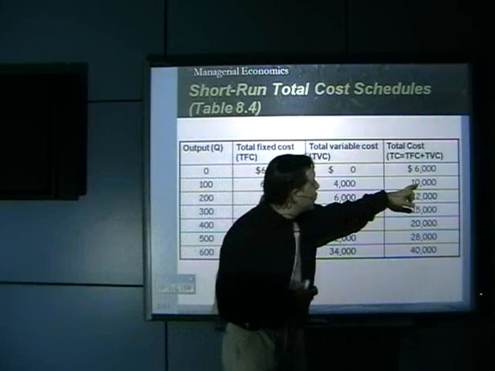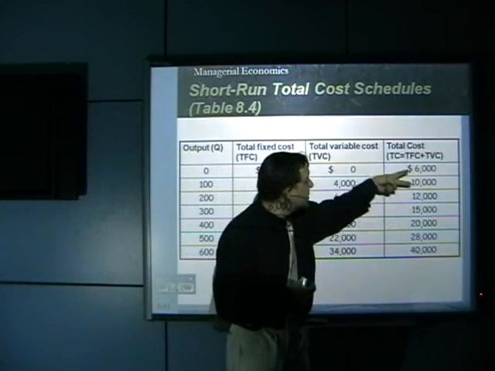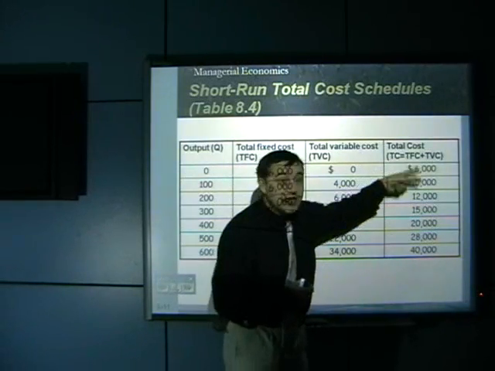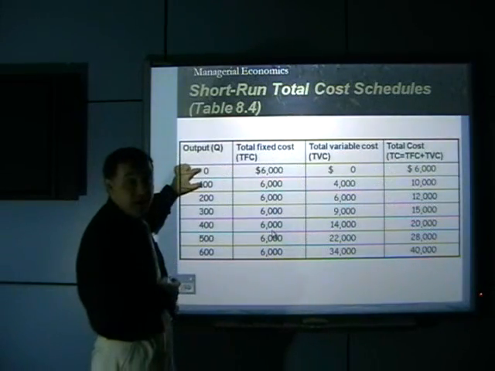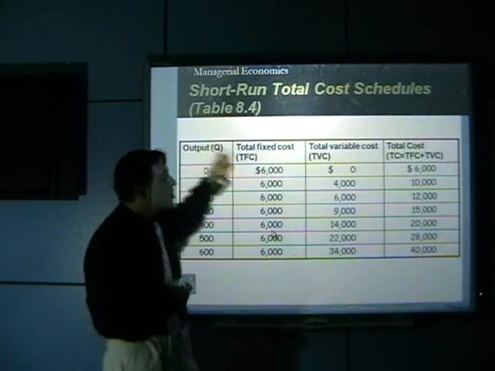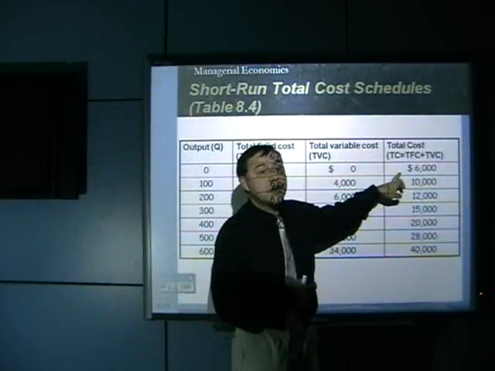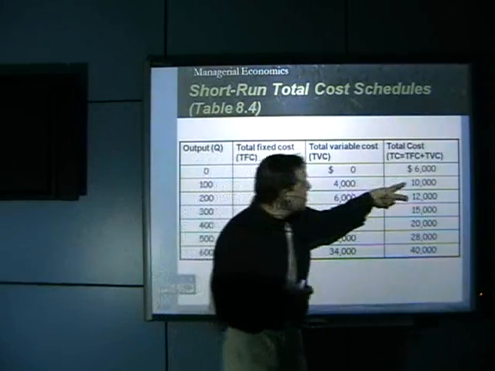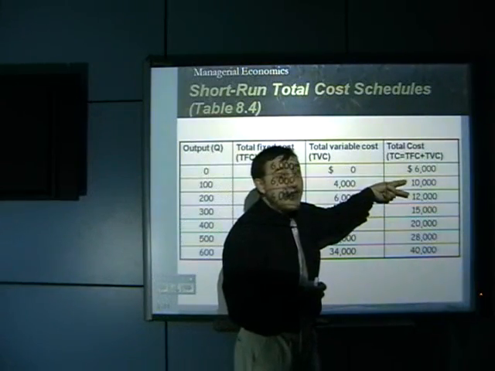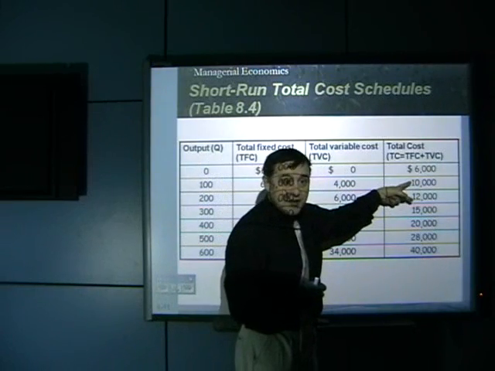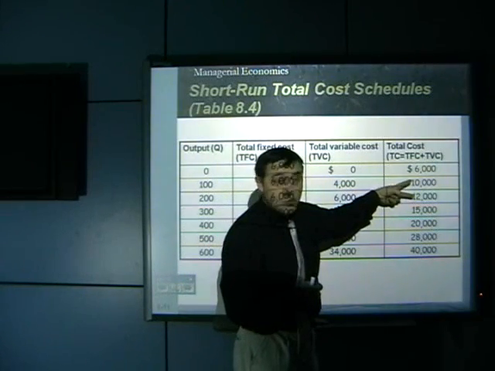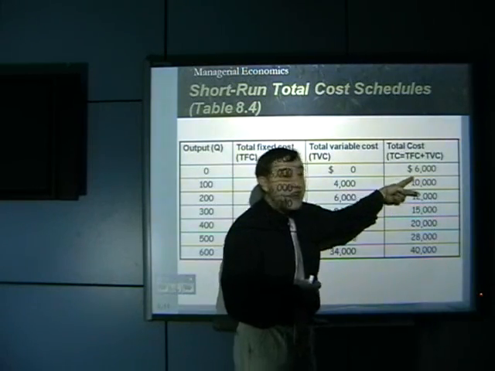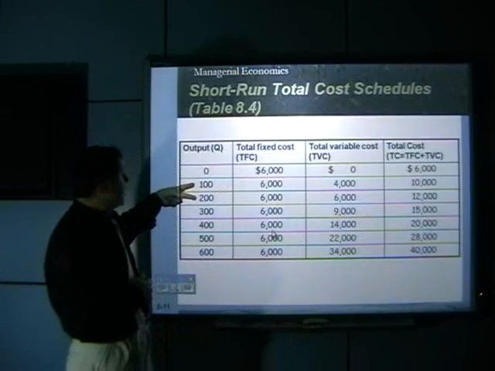Alright, the difference between 100 and 0 units, how much is the extra cost? 4,000. And 4,000 you divide by an extra 100 units. So 4,000 divided by an extra 100 units is 40. Now, for the next 100, what is the extra cost? 2,000, right? 12 minus 10. So to produce the second 100 is 2,000, the difference between these two. And 2,000 divided by 100.